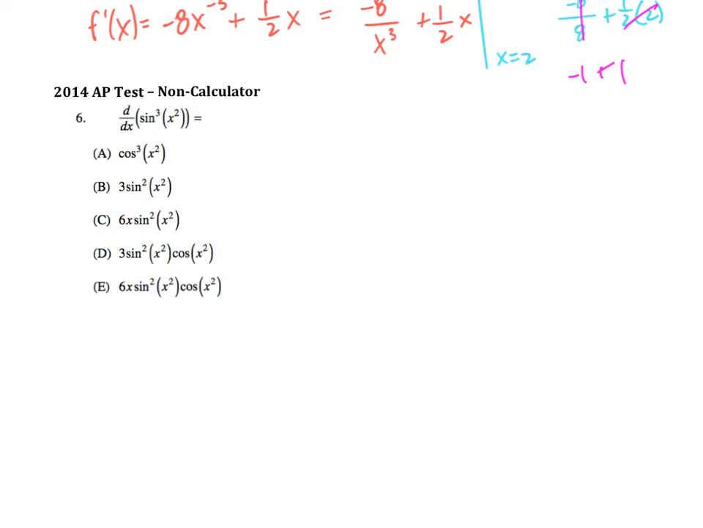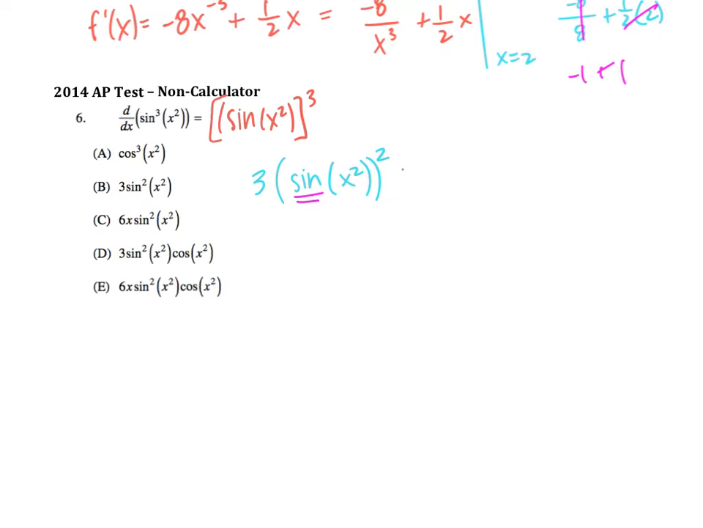Can't forget when the trig function is written with this cube here, that really is saying that we've got the sine of x squared and that quantity is being cubed. So when we do the chain rule, this is my outer function, this is my inner. We're going to take the derivative of that outer function first. So I'm going to bring that 3 out front. I'm going to leave my sine of x squared. I'm going to take my exponent down by 1.